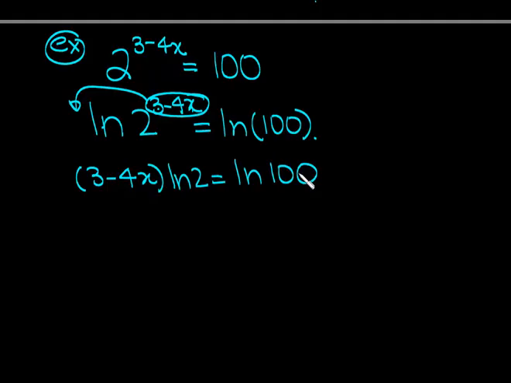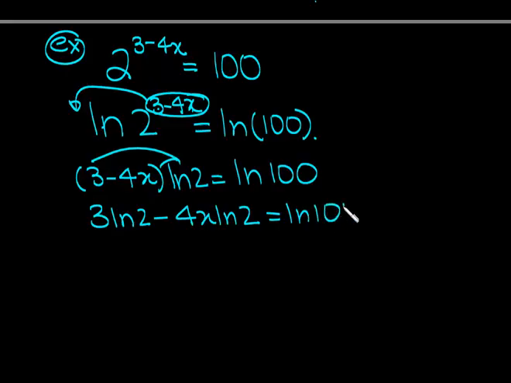Now we are solving for x. Now it's just a regular problem. Remember, ln of 2 is just a number, so is ln of 100. So these are just some numbers. We are solving for x, so you want to isolate the terms that have an x in them on one side, and then you eventually want to isolate just the x by itself. But before we do that, we always get rid of the parentheses, so we'll distribute. So we get 3 ln of 2 minus 4x ln of 2 is equal to ln of 100.